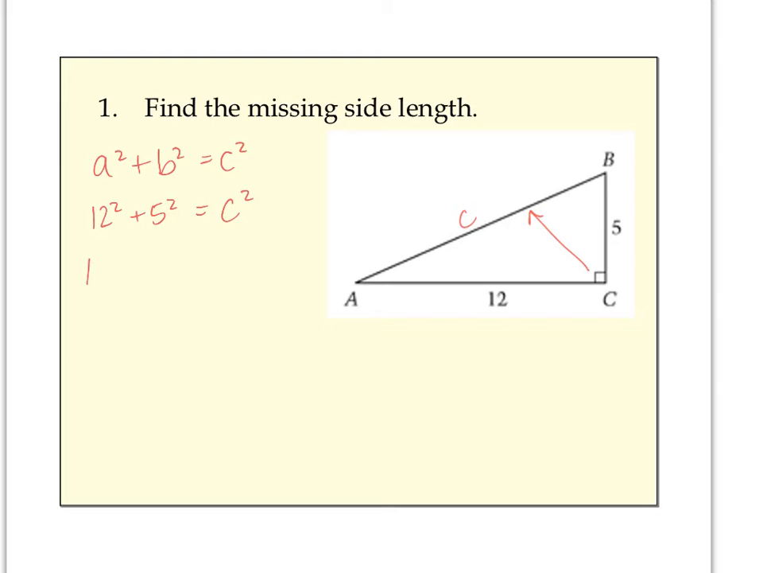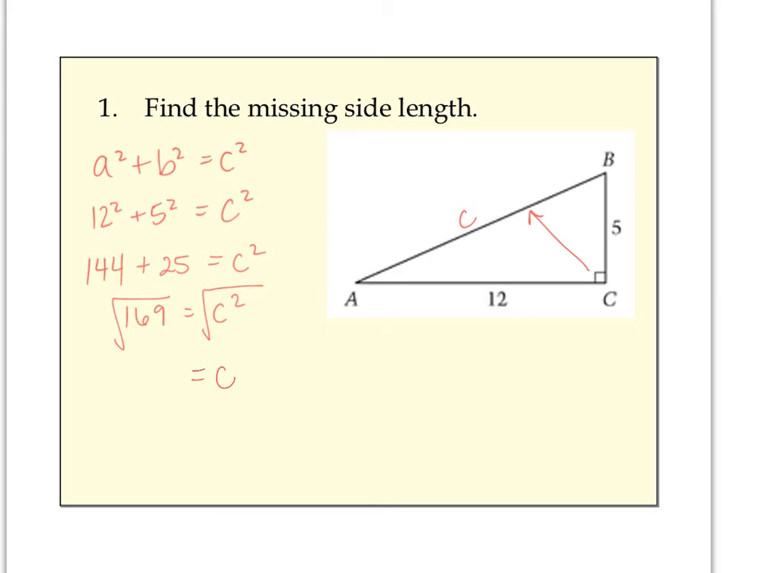12 squared is 144, 12 times 12. 5 squared is 25. If you add those together, you get 169 equals c squared. But we don't want c squared, we want just plain c. So you're going to have to take the square root of that. But whatever you do to one side, you do to the other. The square root of c squared is c. The square root and the square are like opposites of each other and they cancel each other out.